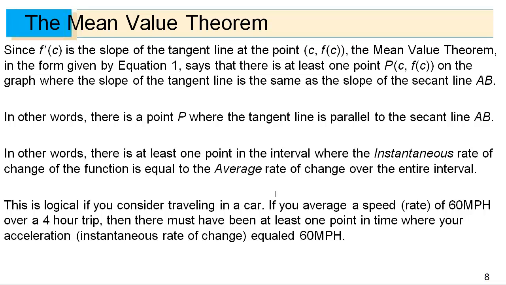This is kind of logical if you consider traveling in your car. If you average a speed of 60 miles per hour over a 4-hour trip, then there must have been at least some point in that time interval where your instantaneous rate of change, your speed, was equal to 60. You can't average 60 if you didn't at least get up to 60 at some point. And because you were less than 60 at some point, then most likely you had to be greater than 60 at some point as well to average out 60. But you get the idea. Those two have to match.